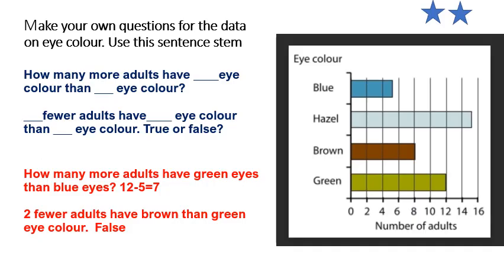Here you have data on eye color. Pause the screen and make your own questions for the data. You can use the sentence down below. In red here are some of my examples. How many more adults have green eyes than blue eyes? 2 fewer adults have brown than green eye color. Pause the video and have a go.